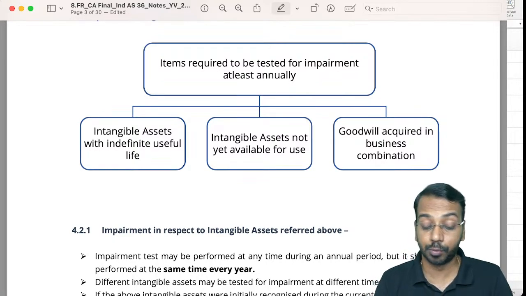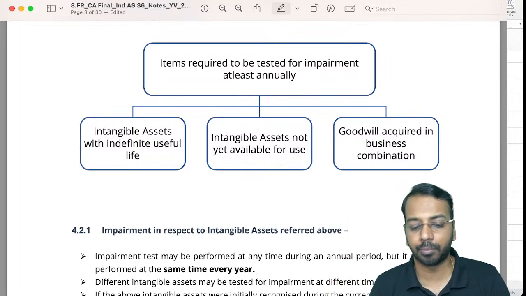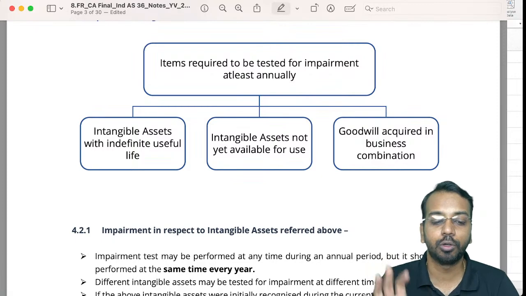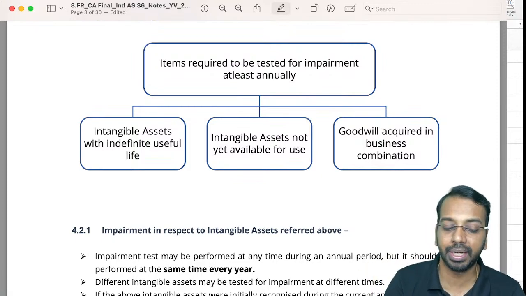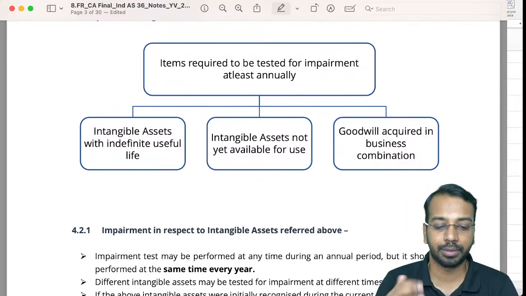Perform at least annually. So, when to perform? Every March you can perform, or every January you can perform. At least once in a year you have to perform. It is not at the end of the reporting period. At least annually you have to perform the testing for impairment.